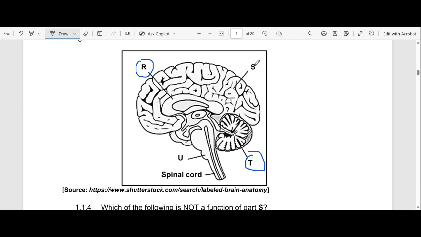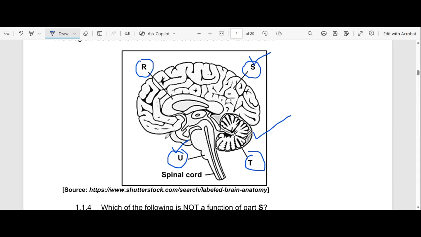So it's very important for you to differentiate between the cerebrum and the cerebellum. So the cerebrum controls voluntary movements and the cerebellum coordinates. Coordination is working together to make sure that voluntary movements work together, right? Now let's go to U. Our U is our medulla oblongata because it's just above the spinal cord. Remember, medulla oblongata is responsible for involuntary movements like sneezing, heartbeat, breathing, and so on and so forth.